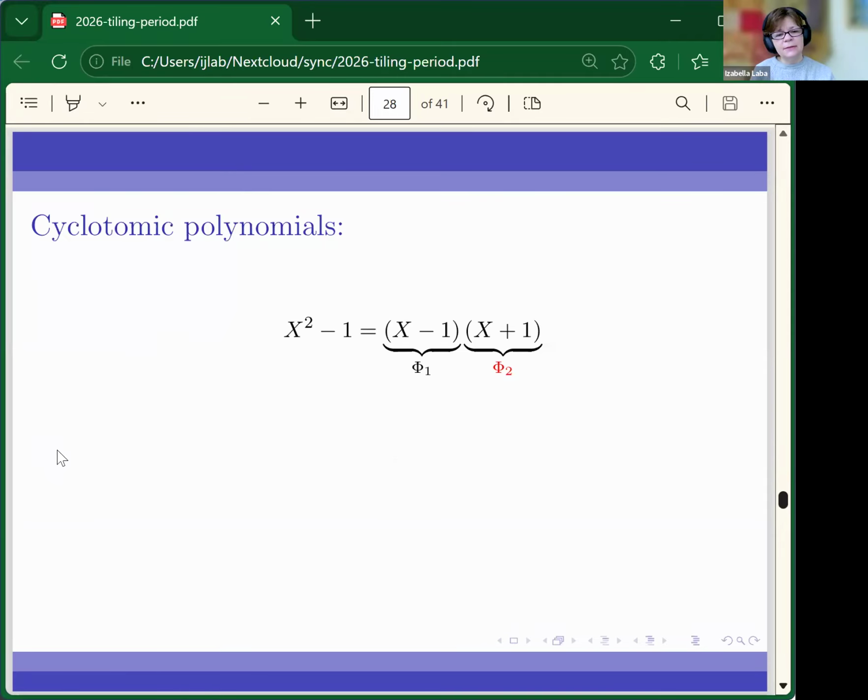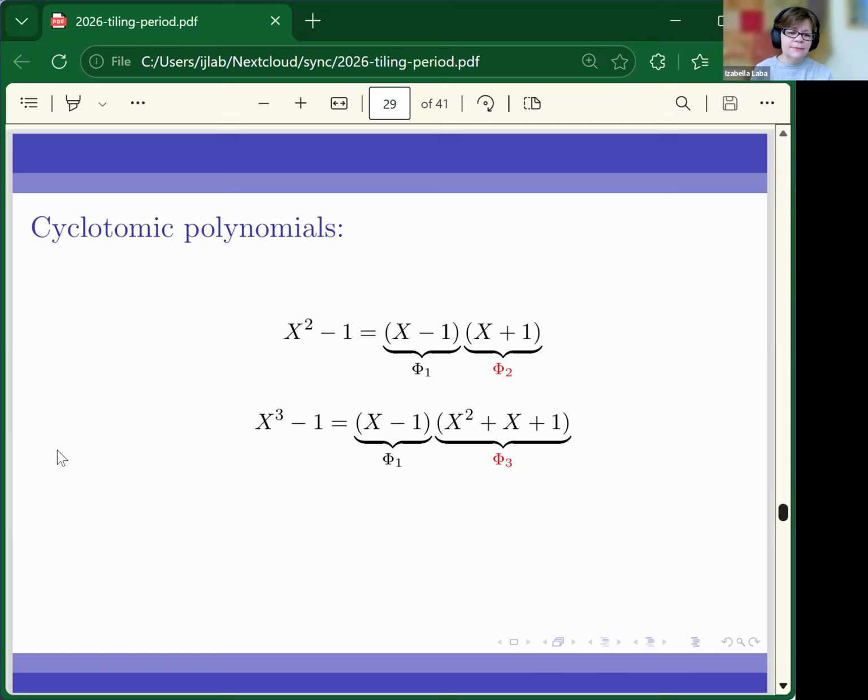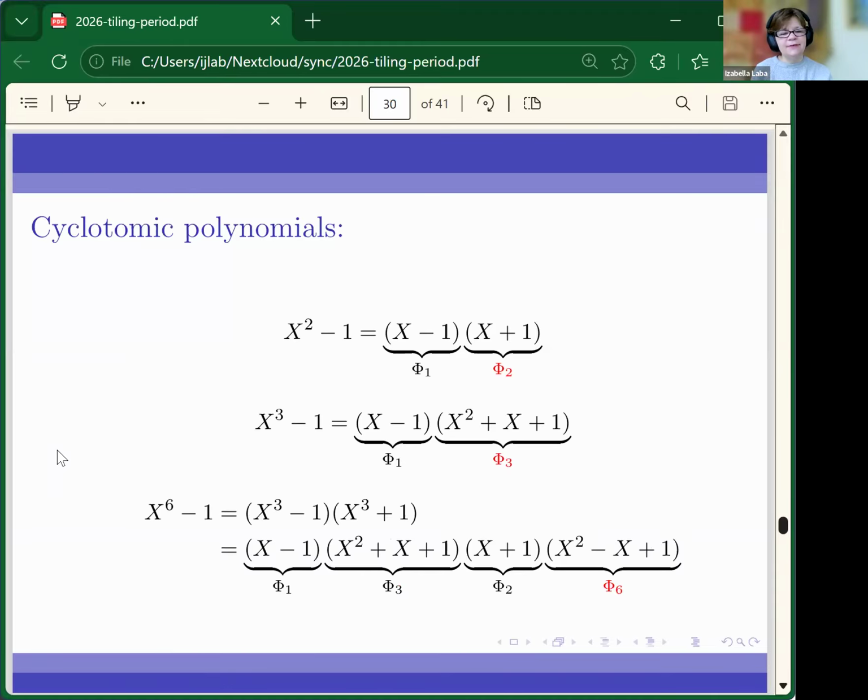If I factor x squared minus 1, then I have two factors. X minus 1 was phi 1, so the other factor has to be phi 2. If I factor x cubed minus 1, that gets me phi 3. To get phi 6, I need to factor x to the 6th minus 1. That gets me phi 1, phi 3, phi 2, and then one other factor that's going to have to be phi 6. So that's how they come up.